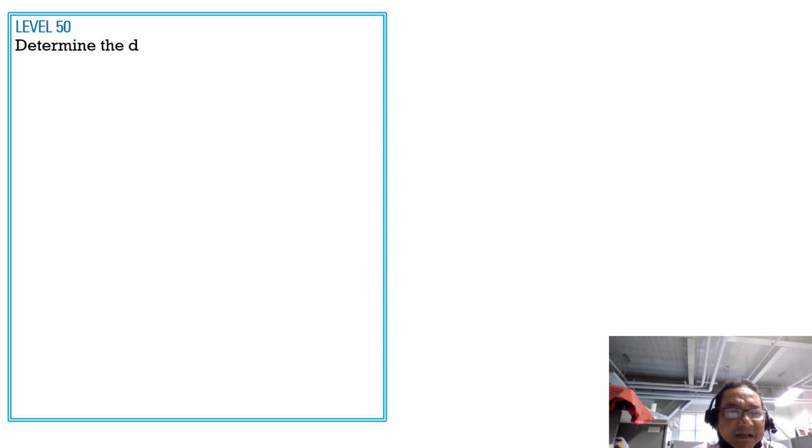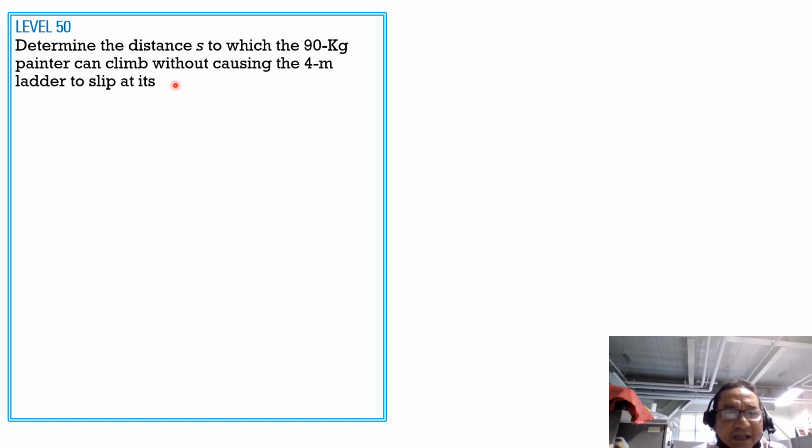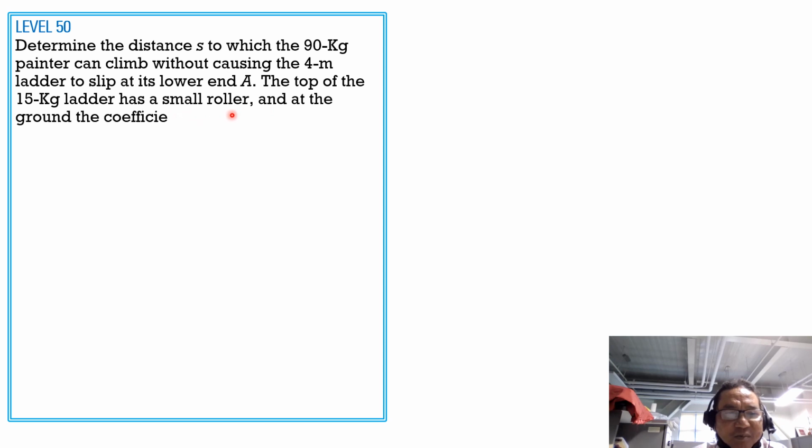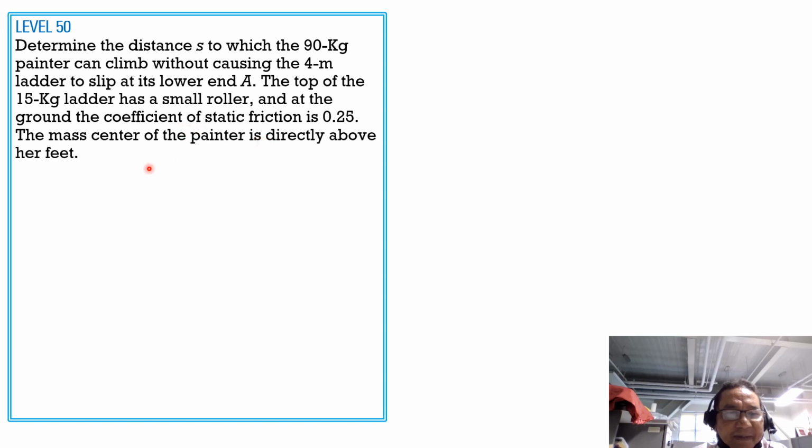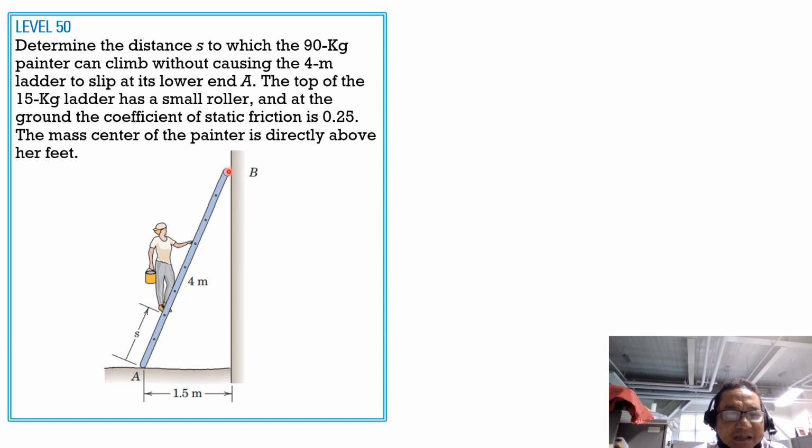Then level 50, determine the distance to which the 90 kilogram painter can climb without causing the 4-meter ladder to slip at its lower end A. The top of the 15-kilogram ladder has a small roller, and at the ground, the coefficient of static friction is 0.25. The mass center of the painter is directly above her feet. So, because the top is a roller, there is only a normal reaction, no frictional resistance at the top end of the ladder. So for the solution, let's apply the weight above her feet, as shown.